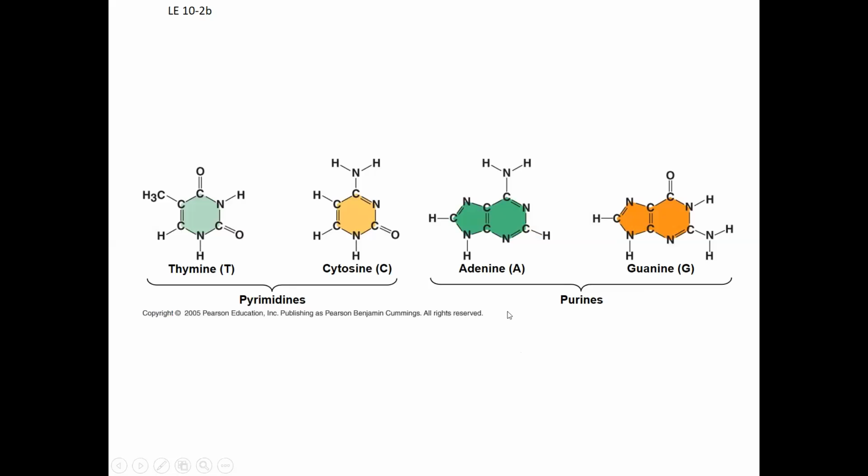Okay, so here are the actual structures. These are pyrimidines, and these are purines. And you can see the purines are kind of a pentose ring attached to a hexose ring, a carbon nitrogen combo structure. Okay, and the pyrimidines are single ring structures.